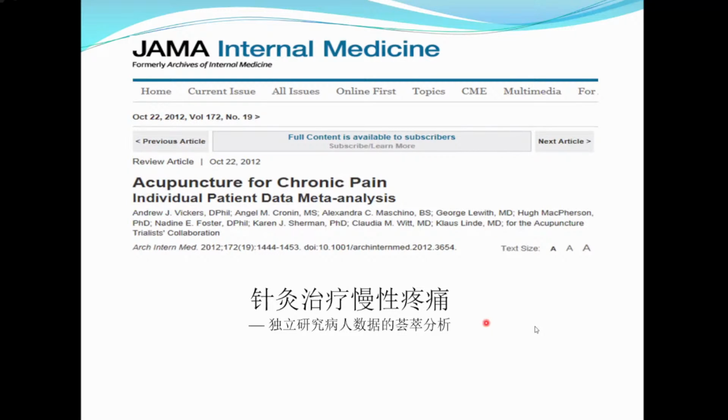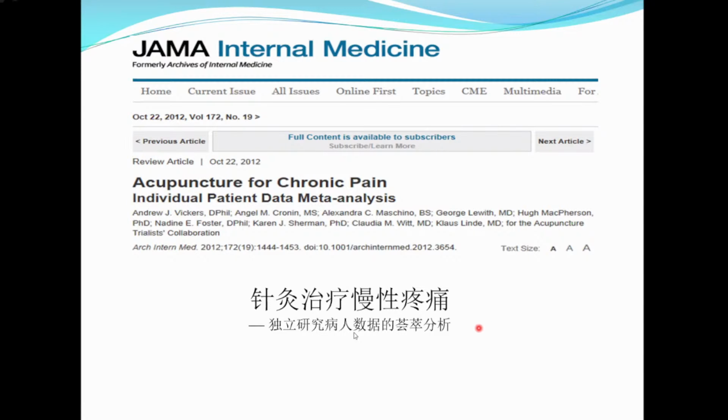So what about the meta-analysis? Meta-analysis means you put lots of studies together. Some studies may be positive, some studies may be negative, maybe acupuncture is not as good as the sham control. So then we have to use what is called a meta-analysis or systematic review to put all the data together.